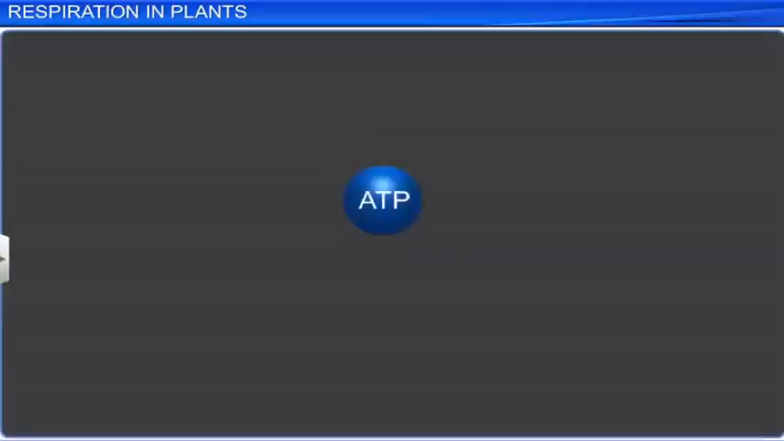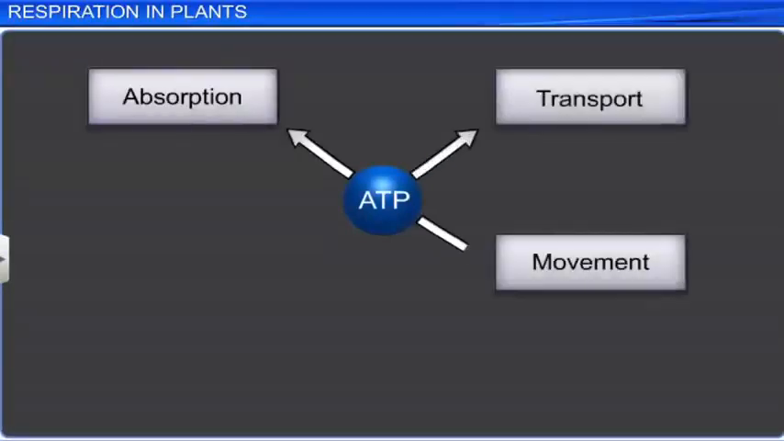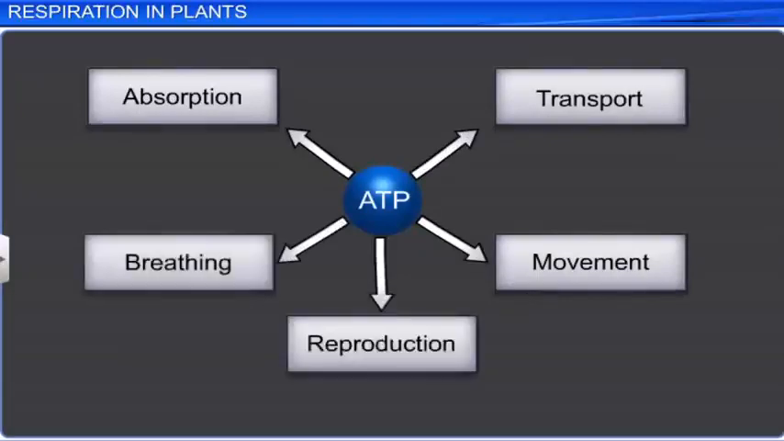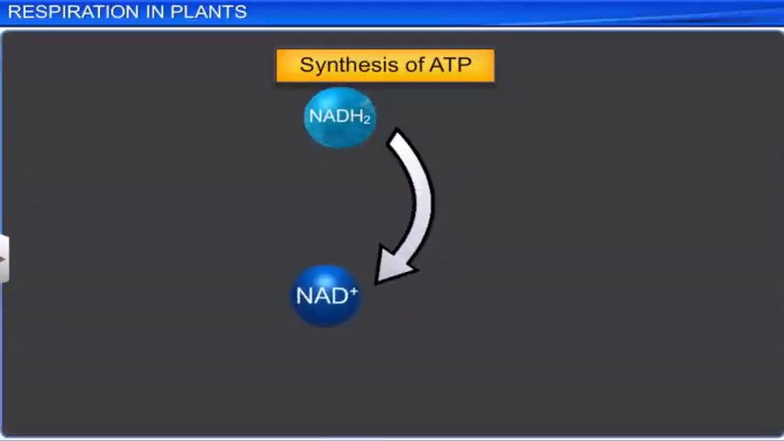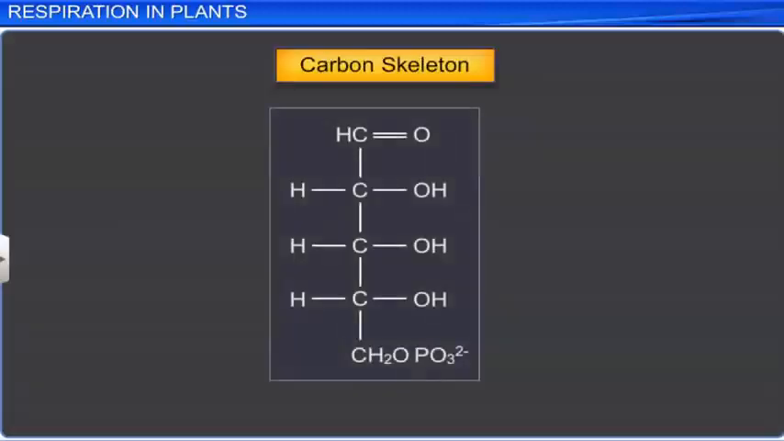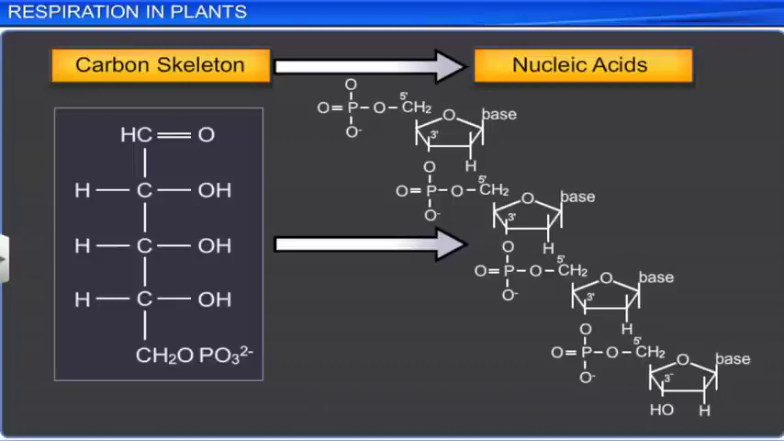ATP is utilized for carrying out all the activities such as absorption, transport, movement, reproduction, and breathing. Compounds like NADH formed during the oxidation of respiratory substrates are utilized in the ETC to derive energy in the form of ATP. The carbon skeleton obtained during respiration is used in the synthesis of other biomolecules like nucleic acids.